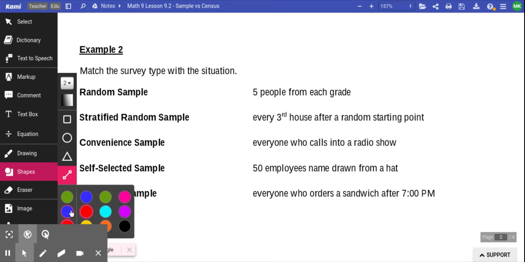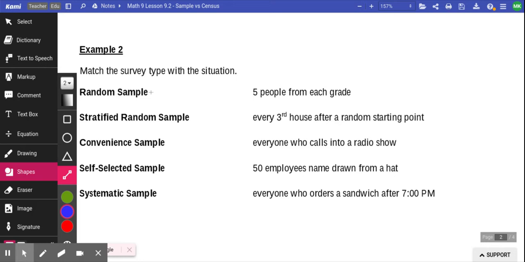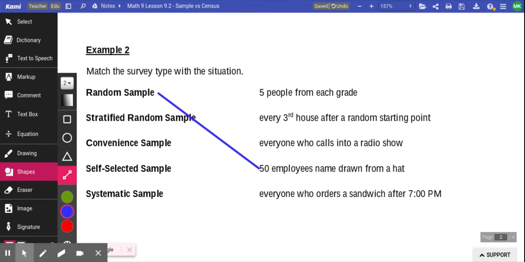Okay, so if you did this, you should have gotten the following arrows, hopefully. So we'll start with random sample. A random sample means you've created some sort of random system to draw people. So 50 employees' names drawn from a hat, that is just random. Okay, it's drawing from a hat, nice and easy.